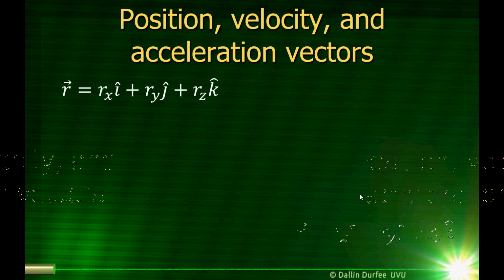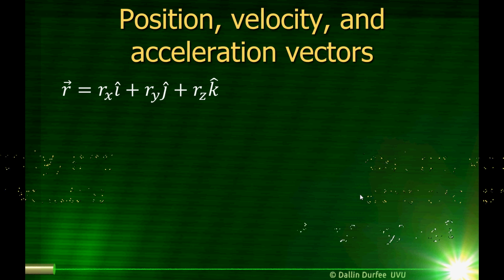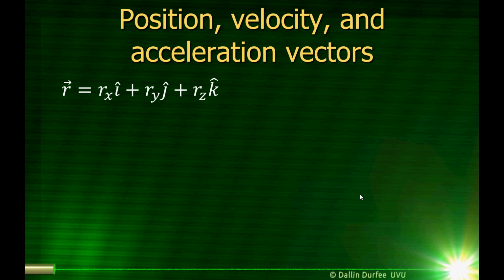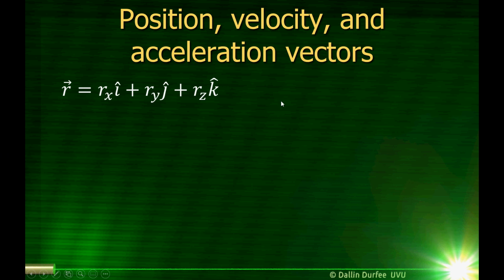Now, position, velocity, and acceleration can be vectors if things move in multiple dimensions. So the position of an object I can give just by giving its x, its y, and its z components. So I can write the position of a car or a ball or something as just some function in the x direction plus some function in the y direction plus some function in the z direction. Velocity likewise can be a vector.